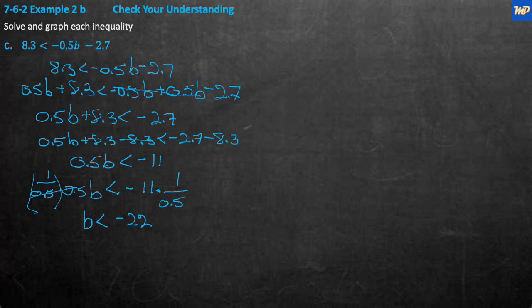So in this case, we're going to graph it. 22 is our number, so here's minus 22, and here's 0 way down here. b is less than, so we can't include the minus 22, and it's everything here to the left in the negative direction.